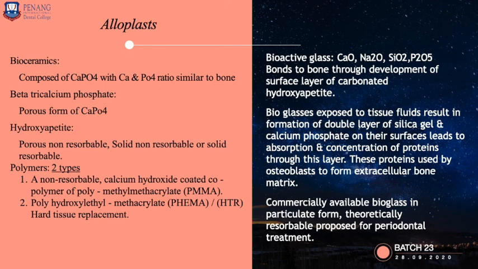Beta tricalcium phosphate is a porous form of calcium phosphate. Hydroxyapatite materials are available either as a porous non-resorbable, solid non-resorbable or solid resorbable material. There are three types of hydroxyapatite materials available, either non-resorbable or resorbable. Ultimately we need a resorbable material so that it can resorb over a period of time and be replaced with bone. We want the bone to replace the graft material. That is the main idea of keeping these materials in place.